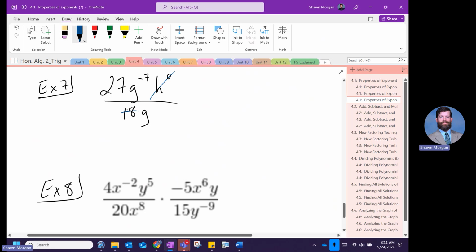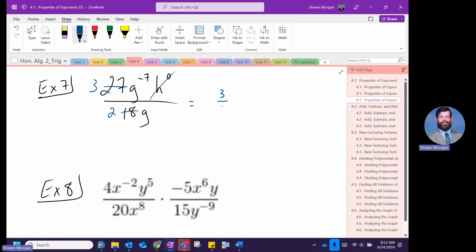Very good. 9 goes into 18 twice. It goes into 27 thrice. Okay, so that's one way. And then, Nick, what would you do with that g to the negative 7? So we got 3 halves.